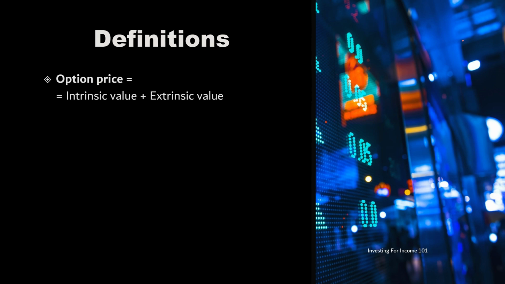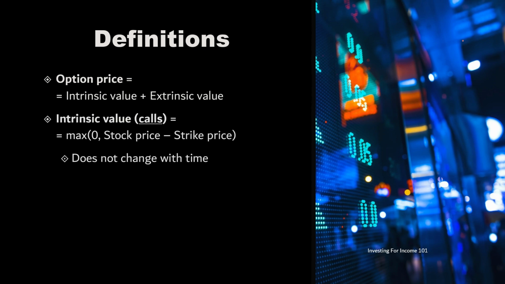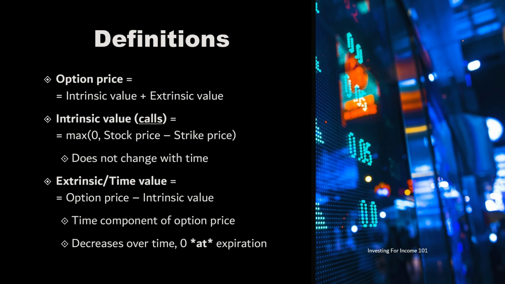So let's get to definitions. We all know option price consists of two parts: the intrinsic value and the extrinsic value. Intrinsic value is really how much the option is in the money, and extrinsic value is the time value that I'll be talking about mostly today. It's the difference between the option price and the intrinsic value. The time value changes with time, and it gets smaller and smaller as the option comes closer and closer to expiration. Let's look at a few examples to understand this better.